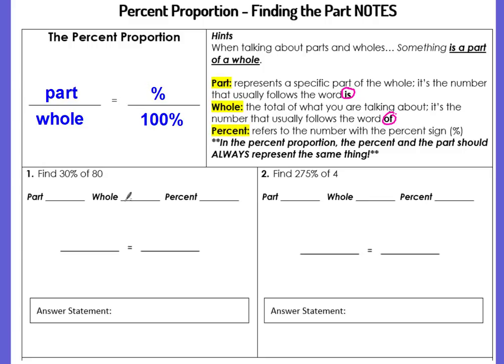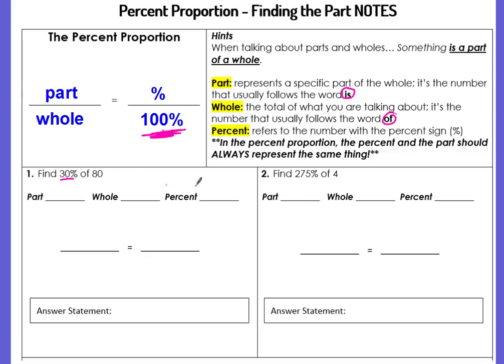Okay, let's do our first example. Find 30% of 80. So the first thing we want to do is identify the parts that we know. There are three parts to the percent proportion. There's the part, the whole, and the percent. This 100% right here, this never changes. It will always be 100% when talking about a percent proportion.